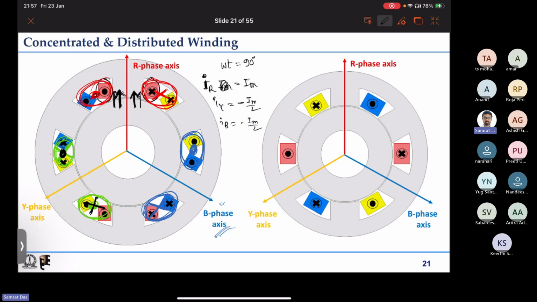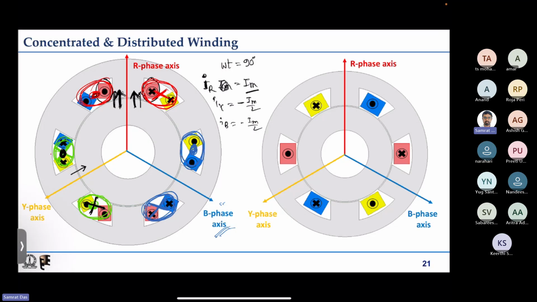So if it is dot and cross, then flux lines have to come out from there. Because the current is actually half the current of the R phase, if I have indicated 4 flux lines here, I can only indicate 2 flux lines here. Similarly, if I go to the blue phase, here it is dot, which means it will become cross, and this is cross, so this will become dot.